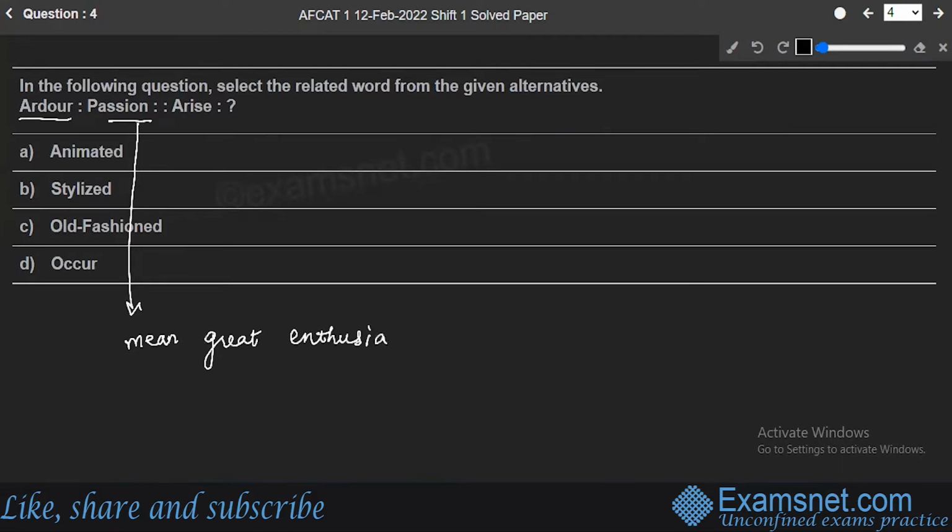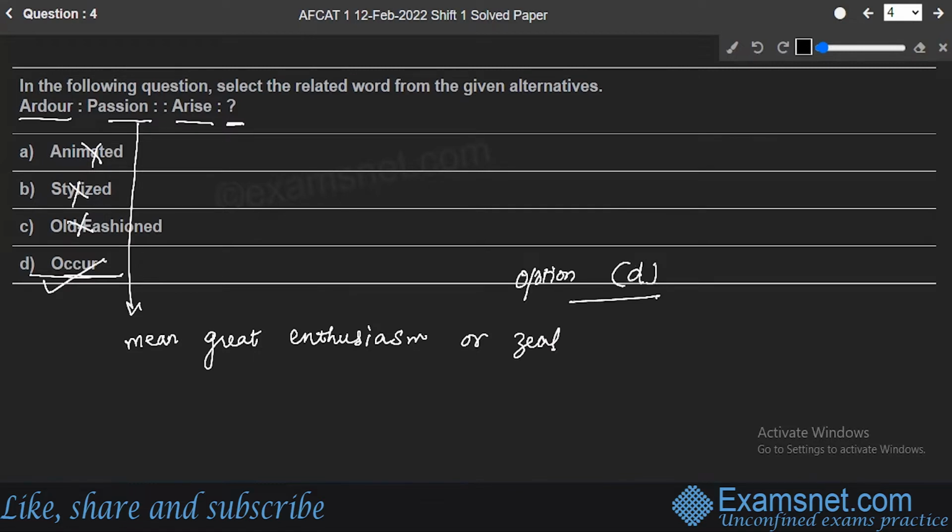or zeal. So you have to find out which word arise is related to. In the same way, arise means emerge or become apparent or occur, when something is happening. It's not animated, it's not stylized or old fashioned. That's occur. Arise means when something is occurring, when something is happening. So obviously option D, occur, is the correct one which will be filled over here. So option D is the answer.